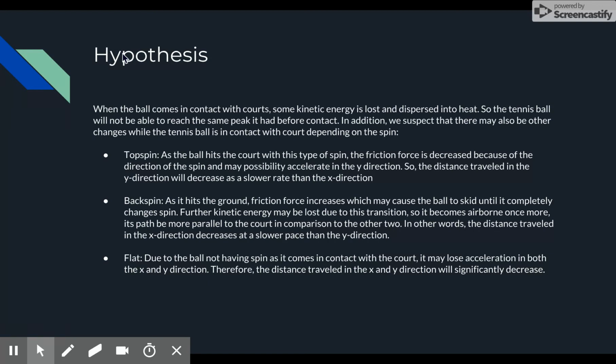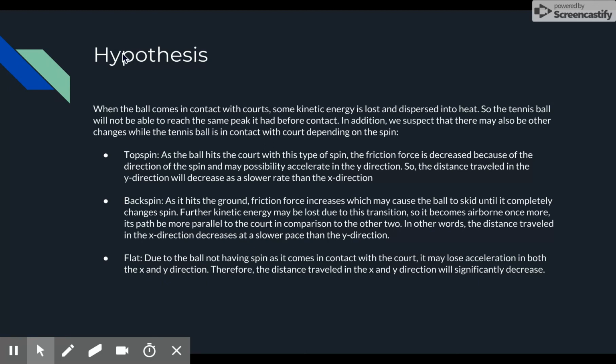During backspin, it spins in the opposite direction, and the friction force is increased and may cause the ball to skid until it changes completely into spin. Kinetic energy is lost during the transition, and when it becomes airborne once more, we believe it will accelerate further in the x direction than in the y. So this path of travel will be more parallel to the court.